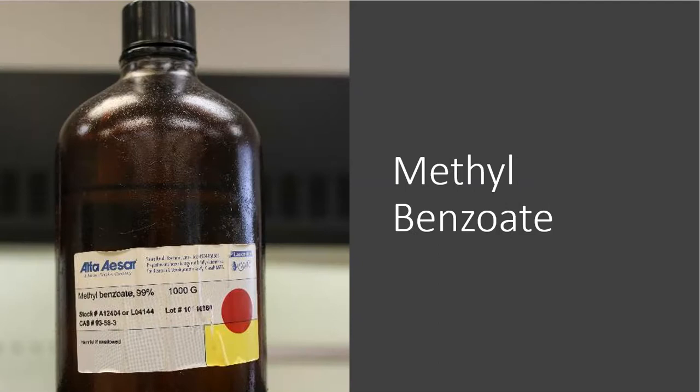All right, and then the next one is methyl benzoate. All right, so there's methyl benzoate. It is a liquid. The other 2 are solids. So methyl benzoate comes from Alfa Aesar, and the stock number is L04144. The lot number here is 10, that's a smudge, but that also says 0, 40380. All right, so there's methyl benzoate, manufacturer and lot number.